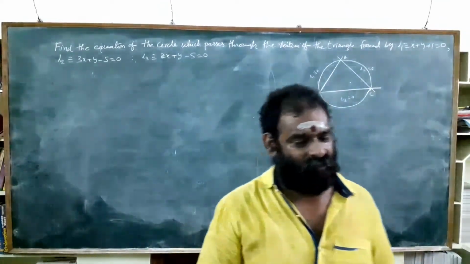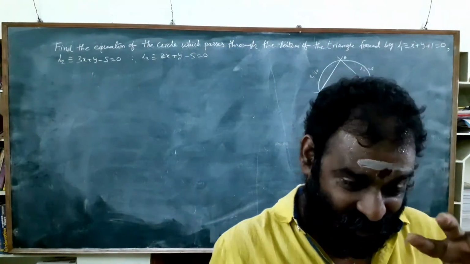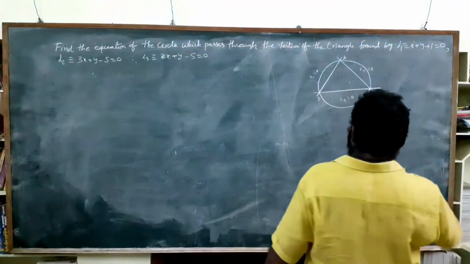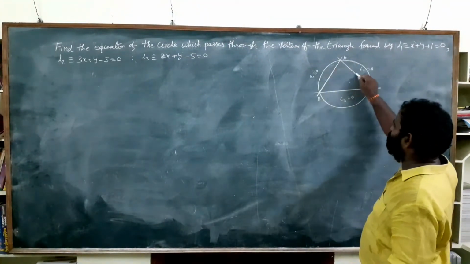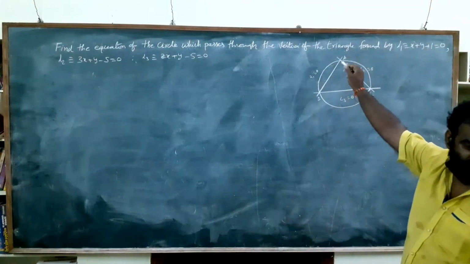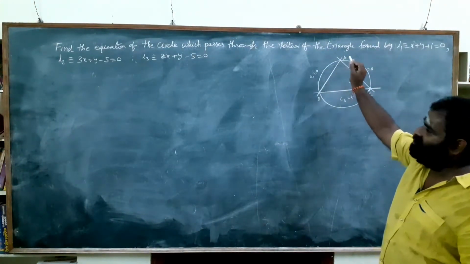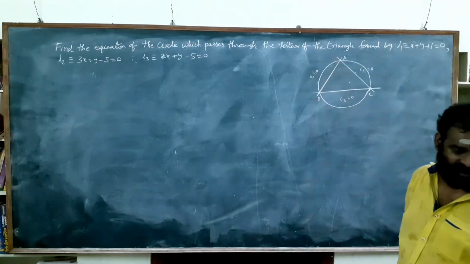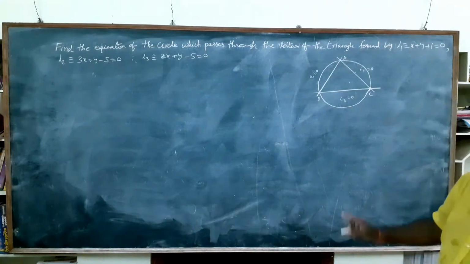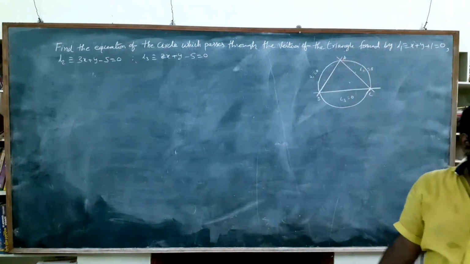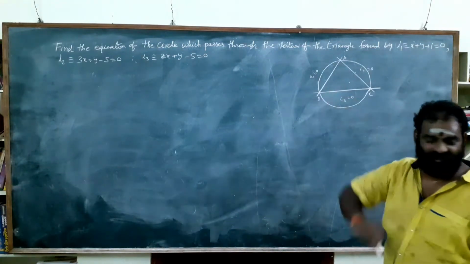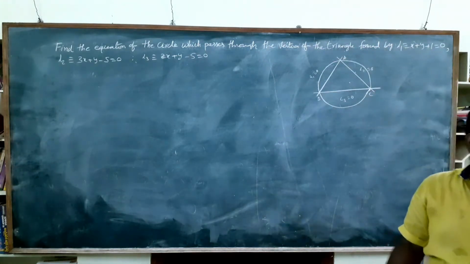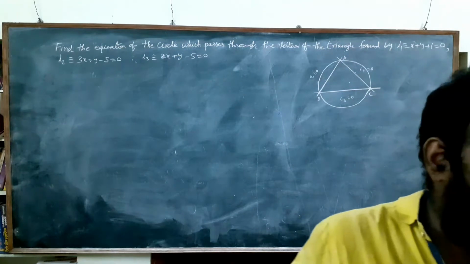Friends, this problem can be solved in two methods. What is the first method? Here A is nothing but the intersection of 1 and 2. A is the vertex formed by the intersection of 1 and 2. So you take the given lines L1, L2, L3, name them 1, 2, 3, and solve 1 and 2 to get A. Solve 2 and 3, you get B. Solve 1 and 3, you get C. Like that, you get all three points A, B and C.